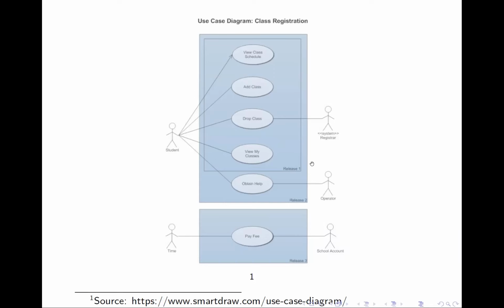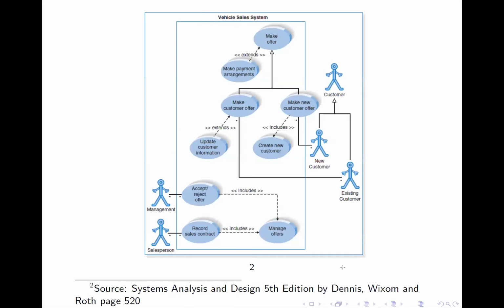That's release 3. In the third one, there will be another one with a pay fee use case, and school account is the other actor in this particular case. So this is just to show you that in some cases you develop use cases in different steps, different releases, not in one single shot, right?